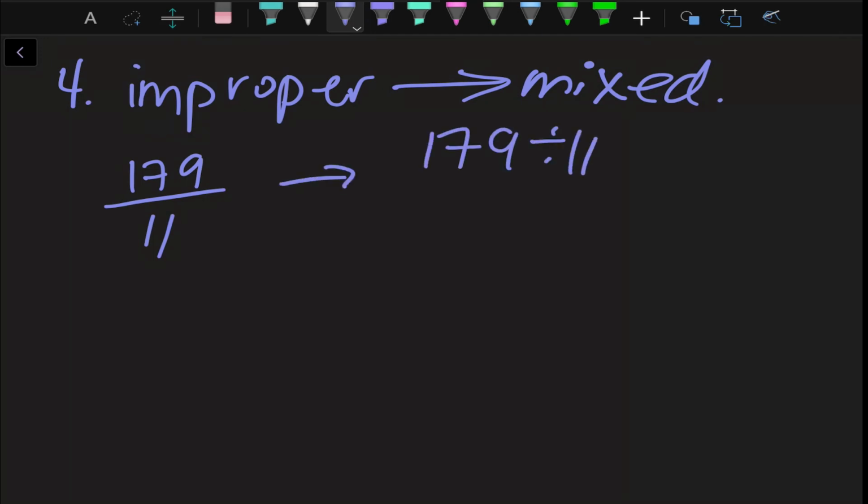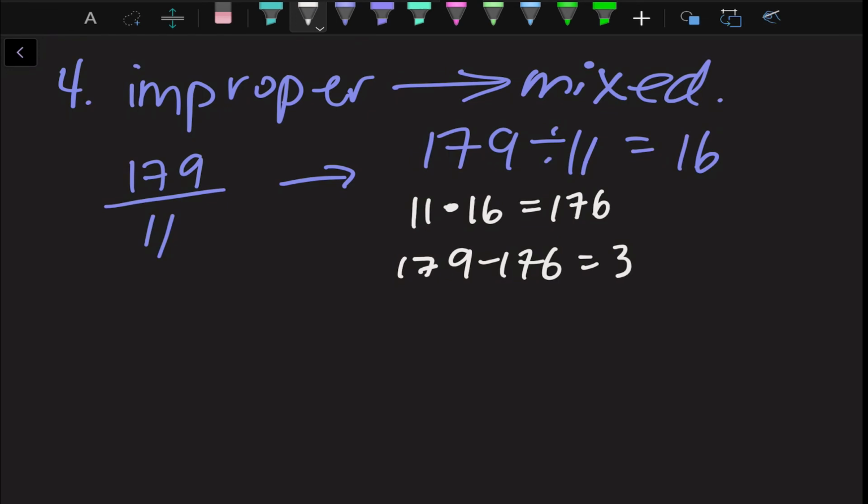179 divided by 11. Don't expect you to know this. It is 16 with a bunch of decimals, but again, we don't need those decimals. So how do we check what the remainder is? We go 11 times 16, and then we double check first what 11 times 16 is. I'm actually going to use my calculator. So that's 176. And 179 minus 176 is 3, so our remainder up here is 3.